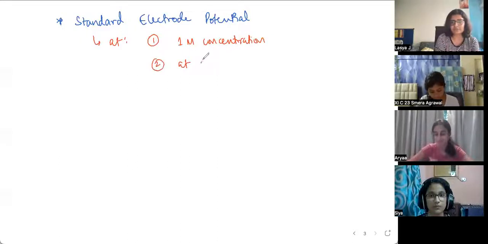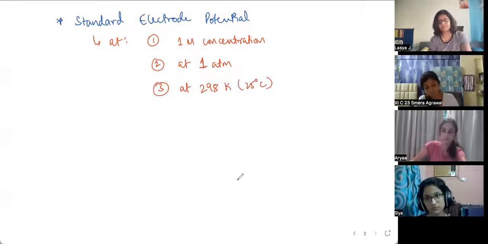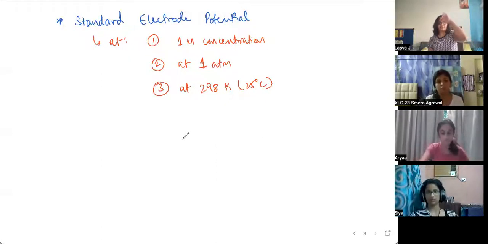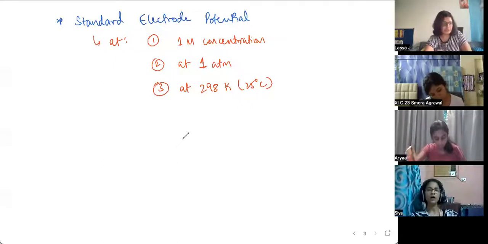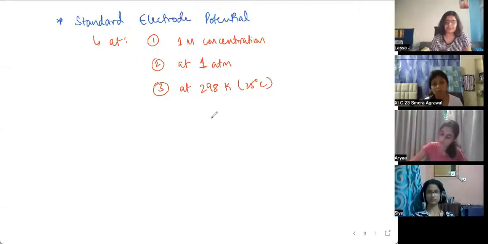At 1 atmosphere pressure, that's atmospheric pressure, and 298 Kelvin, the standard conditions. This is what IUPAC has defined. So if you're talking about the standard electrode potential of any element, any metal, these are the conditions you're referring to: 1 molar unit concentration of that salt at 1 atmosphere pressure and 298 Kelvin.